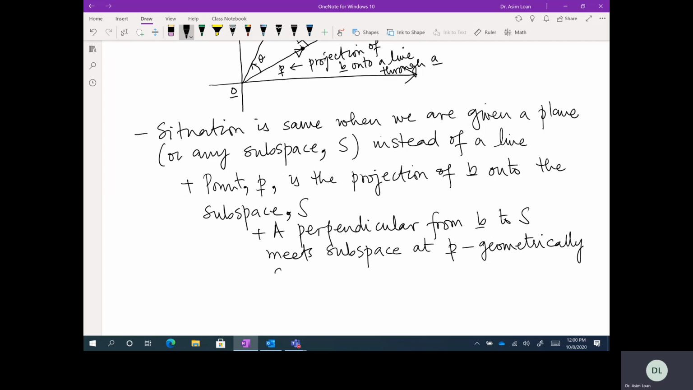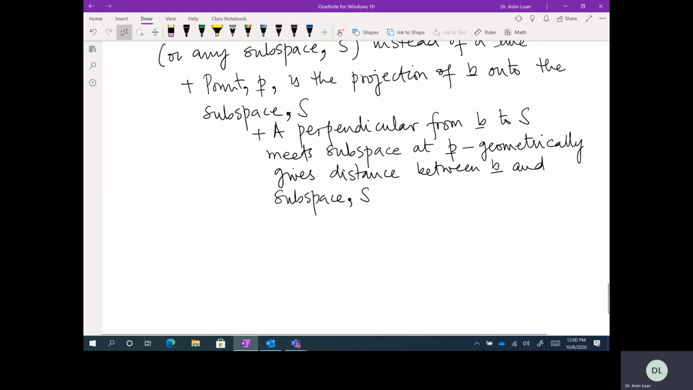and this is geometrically the distance between B and subspace S, and you can see this is the shortest distance because it's a perpendicular.